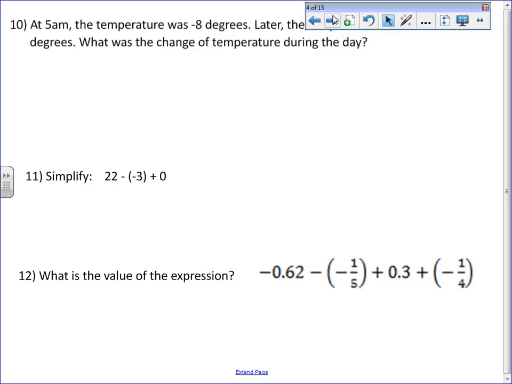Number 10, at 5 a.m., the temperature was negative 8 degrees. Later, the temperature was 12 degrees. What was the change of temperature during the day?